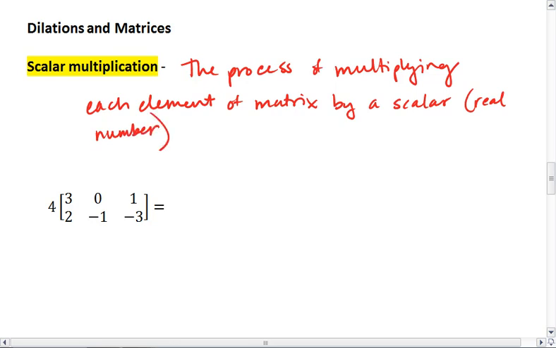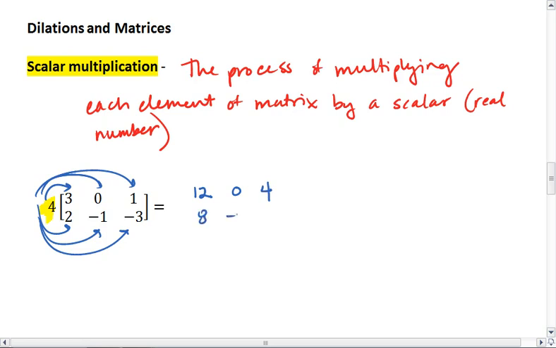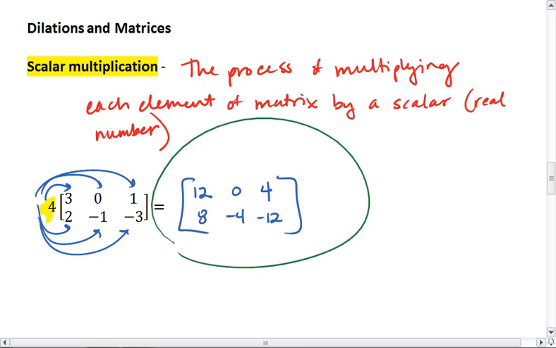For example, here we have the matrix. It's a 2 by 3, and we're multiplying by the scalar 4. What this means is we take 4 and we multiply it by each element in the matrix. So our resulting matrix is 12, 0, 4, 8, -4, -12. And that is your final answer.